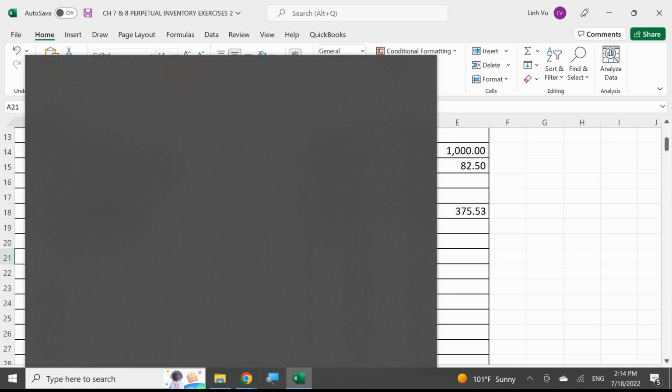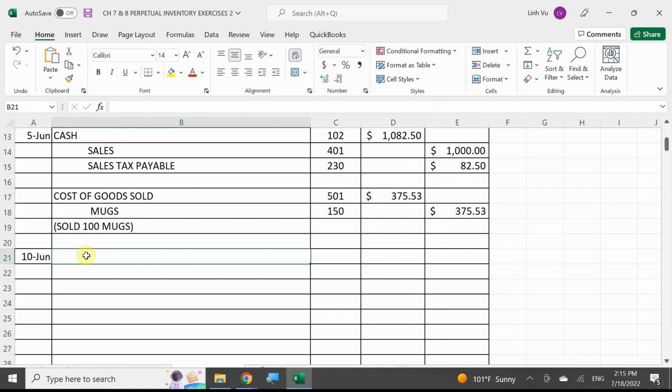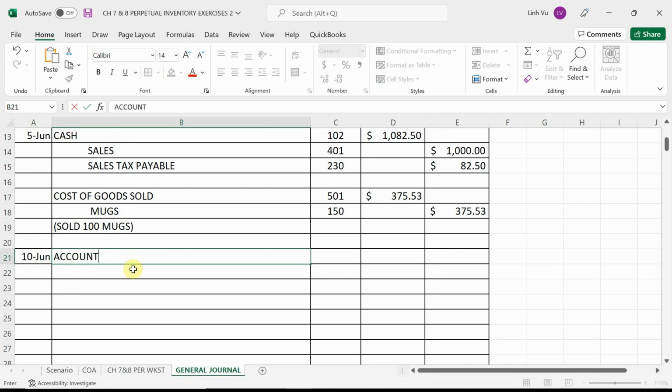So it is now June 10. We sold to customer A, so we have to record the sales first, saying that we sold the product to them. And then we have to charge them sales tax for that item. And then we can go ahead and do the cost of goods sold and then adjust our mugs accordingly.